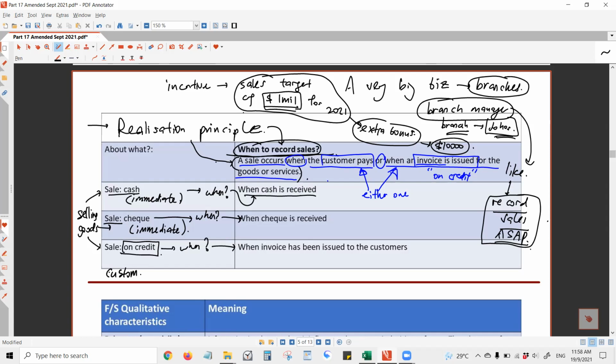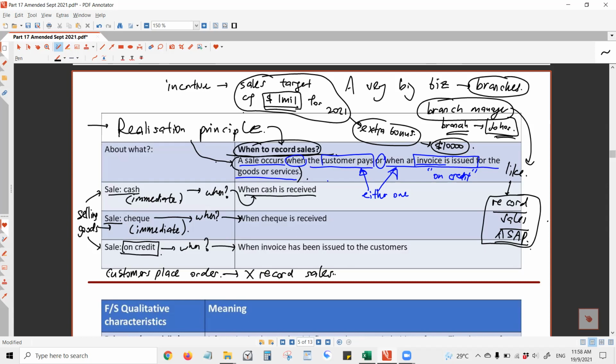Customers place an order. When a customer has placed an order, have you received the money yet? Not yet. Have you sent an invoice? Also not yet. So when customers have only placed orders, you don't record the sales yet. As far as doing accounting is concerned, don't record sales. That's not the point of time you should record sales.